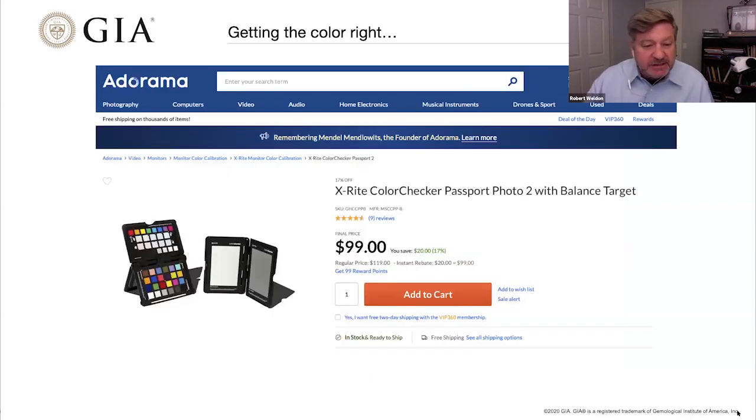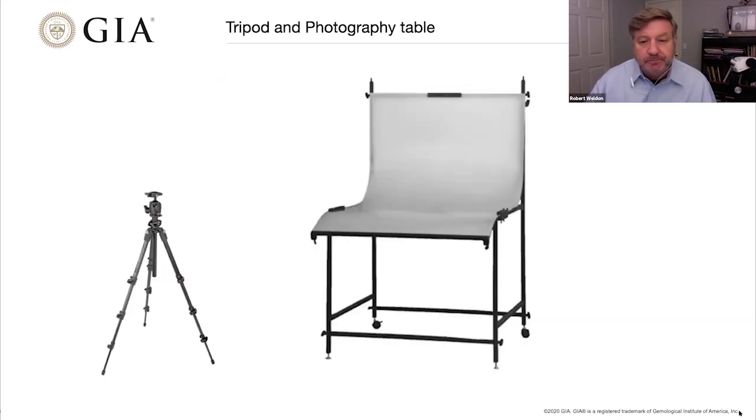You can get those at any particular photo supply store. This is really more like the studio that I use. It has a lot of open space. Definitely you need a tripod. That's very important for long exposures, so you don't have vibration. And this is a very large table, which allows me to take pictures of fairly large mineral specimens.